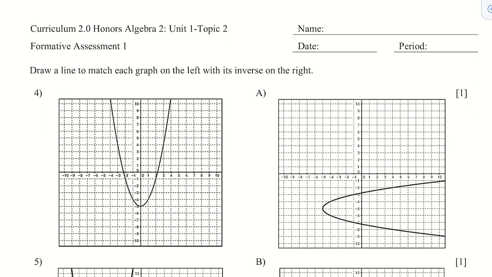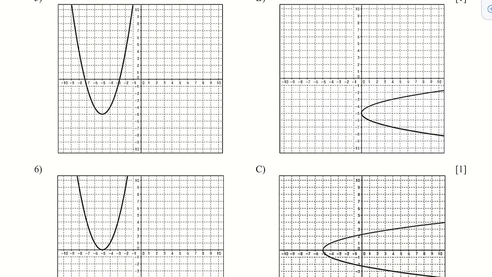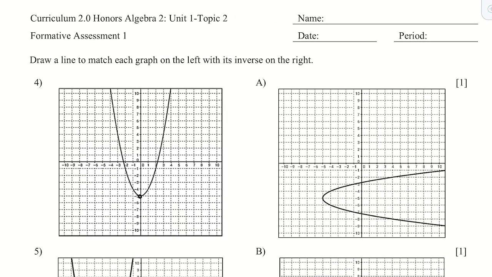Okay, so it says draw a line to match each graph on the left with its inverse. So the thing that I use to try to figure out what my inverse is, I look at where the vertex is located. So the vertex is located right here at 0, negative 5. So then I know its inverse is going to be, in a sense, negative 5, 0. And then I also notice that it's opening up to, in a sense, the positive y value. So the inverse is actually going to its opposite letter, meaning the x.